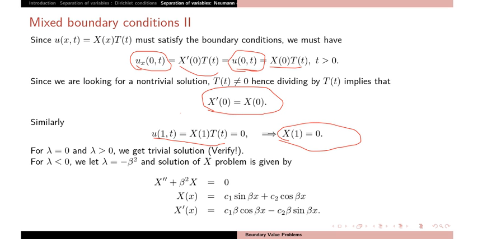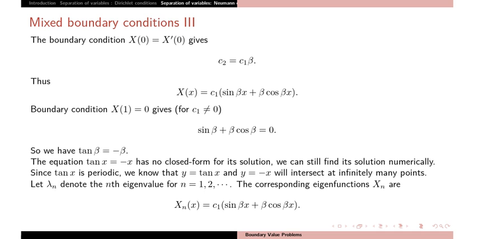So for lambda equal to 0 and lambda positive, you get only the trivial solution. You can verify just as we did many times before. So for lambda negative, write lambda equal to minus beta square, and the problem will be this: X'' plus beta square X equal to 0. Solution is this, differentiate with respect to x as the condition is on the derivative. Then use this condition, put x equal to 0. So X(0) equal to X'(0). So you get C2 equal to C1 beta. Okay. So C2 is a multiple of C1.